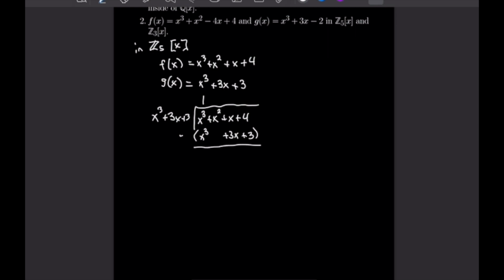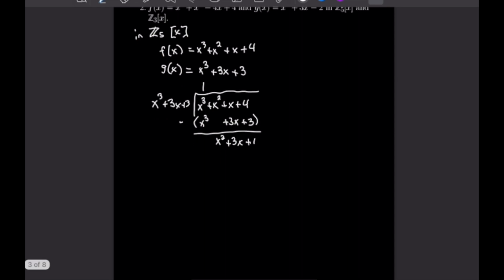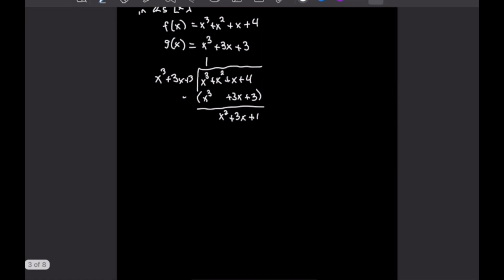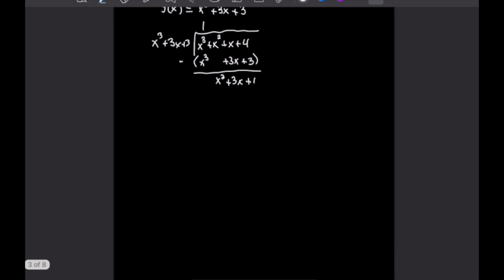So once we subtract, we can bring our x squared down, and our x cubes will cancel, and then we'll have x minus 3x, which is negative 2x. By keeping in mind that we are in Z5, negative 2x is simply equal to 3x, so this will give us a plus 3x here. And then we'll have 4 minus 3, but that's just plus 1. So that's what we'll get for our remainder here, and because the degree of our remainder is less than our divisor, we can go ahead and start our division again.